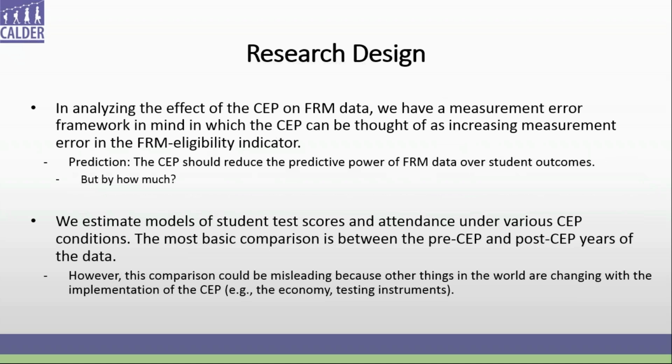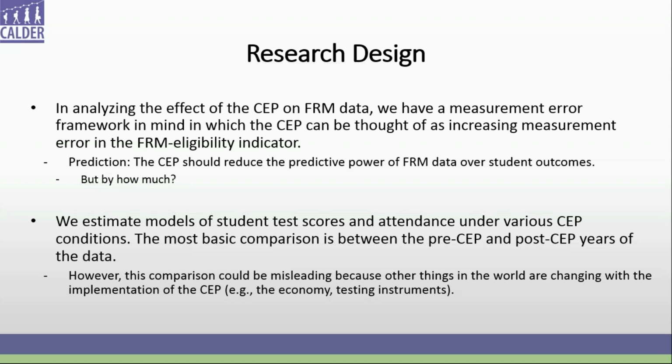So the first part of the paper, the first thing we want to do, is pin down the effect of the CEP on free meal data, and then go on to do the horse race. And so the framework we have in mind, which I've alluded to in various ways already, but just to restate it, is that the CEP is going to affect the quality of free meal data because it's creating data inaccuracies. So if you put this in a measurement error framework, it's creating measurement error in that free meal indicator in terms of how well it's capturing student disadvantage.